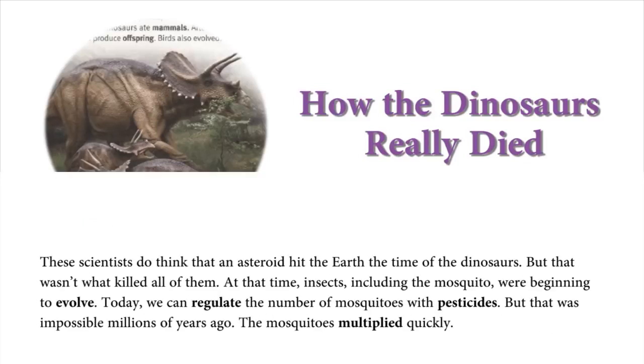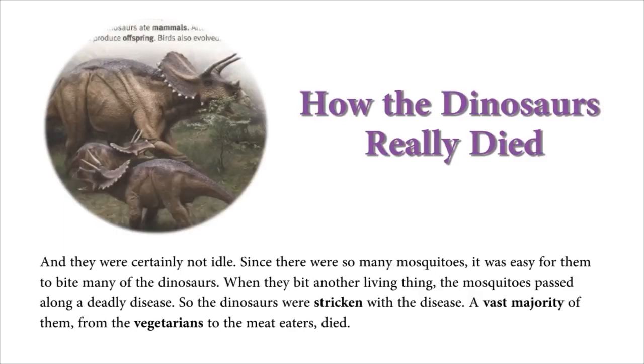These scientists do think that an asteroid hit the Earth in the time of the dinosaurs, but that wasn't what killed all of them. At that time, insects, including the mosquito, were beginning to evolve. Today, we can regulate the number of mosquitoes with pesticides. But that was impossible millions of years ago. The mosquitoes multiplied quickly, and they were certainly not idle. Since there were so many mosquitoes, it was easy for them to bite many of the dinosaurs.